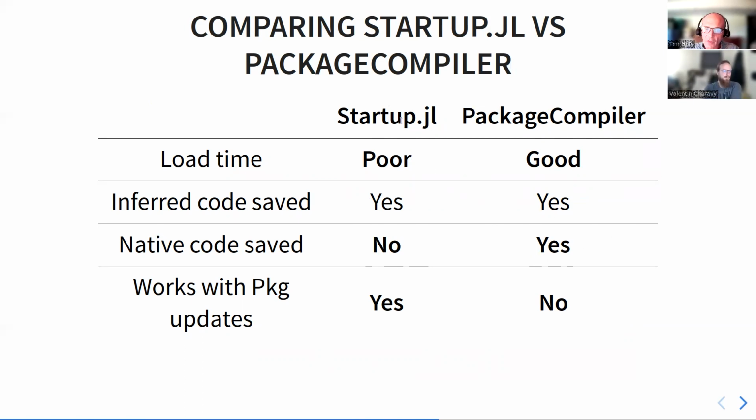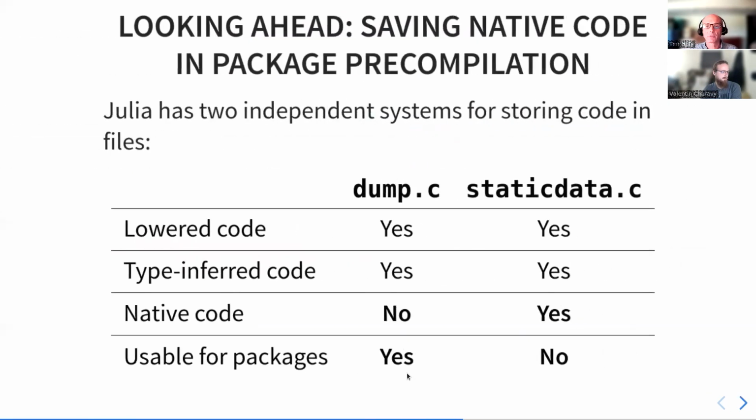But one thing that this strategy is very good at, which PackageCompiler is not good at, is working with package updates. That is, this is just a package like any other package on your system. If you update your packages, Julia will recompile your startup.jl file as well, and you'll be able to have a continuously updating package environment. Whereas with PackageCompiler, you have to rebuild the entire system image anytime you want to update your package. So, again, there's a lot of good things about PackageCompiler, but this strategy is what we're aiming to make competitive with PackageCompiler, and it should have the benefit that it will work with package updates.